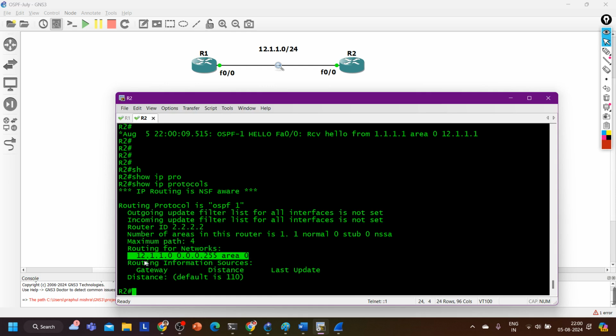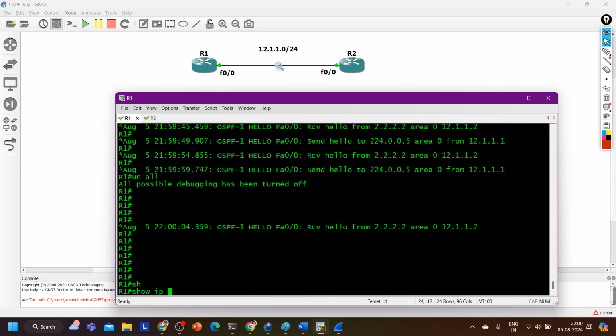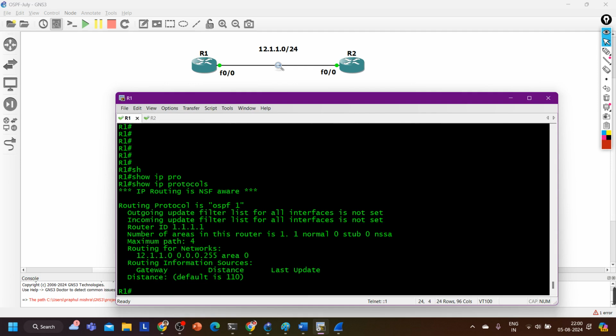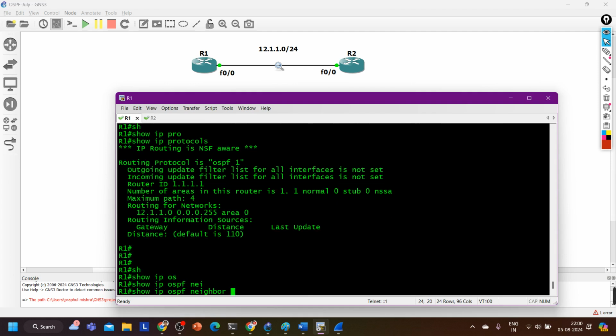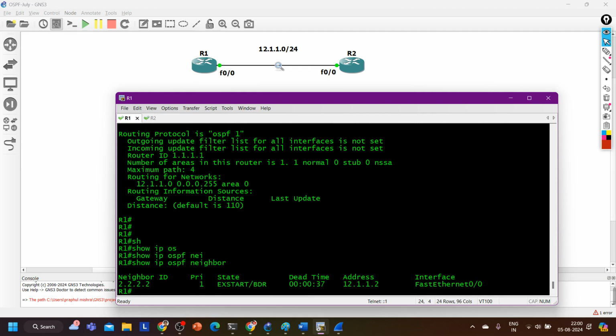We are doing routing for 12 network. That is fine. Gateway distance: by default, distance of OSPF is 110. I'm not able to see the MTU information here, right? On router number 2, show ip protocol. No. Show ip ospf neighbor.